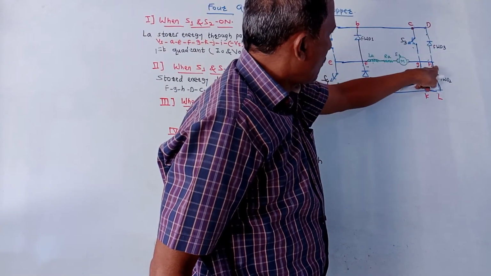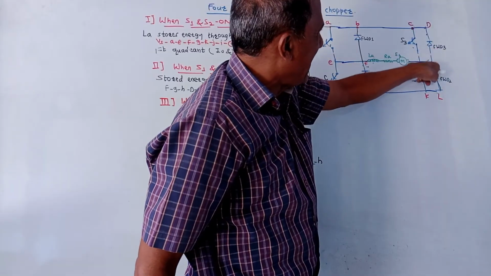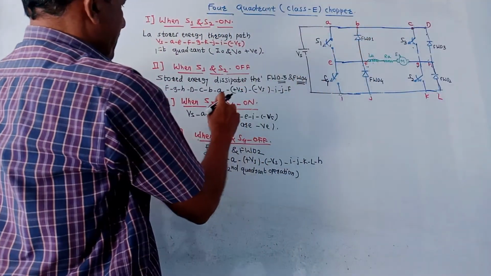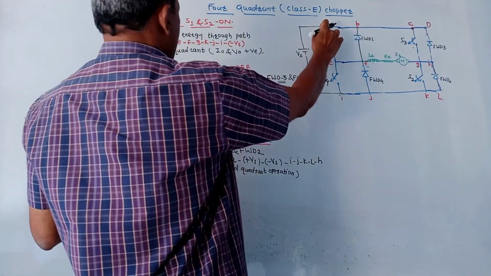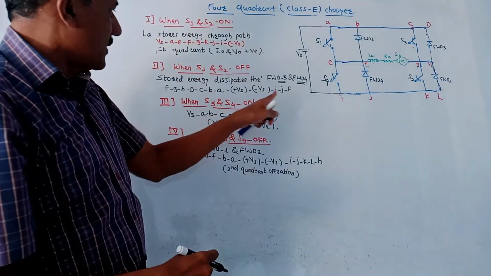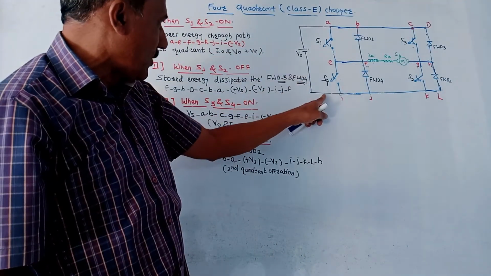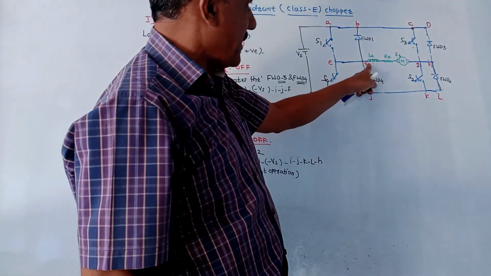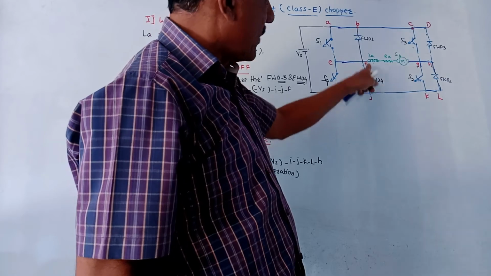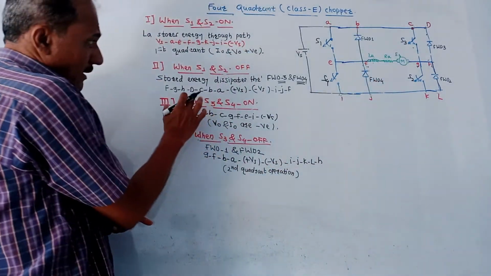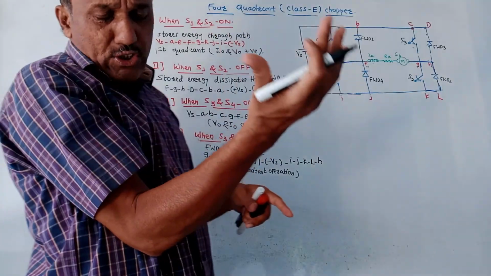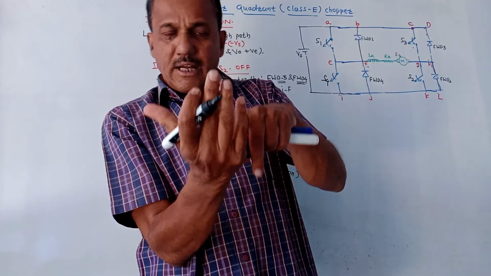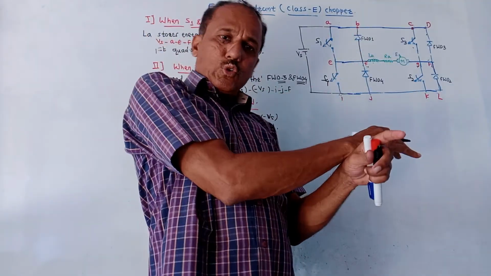So then through this FWD3, that is H to D, then D to C, then C to B, B to A, and towards the positive terminal of source, then from the negative terminal of source through this terminal I, J, and again back to F, because FWD4 has now started conducting. This is the case when S1 and S2 are switched off. That means the energy which was stored in the first quadrant now started being sent back to the source.